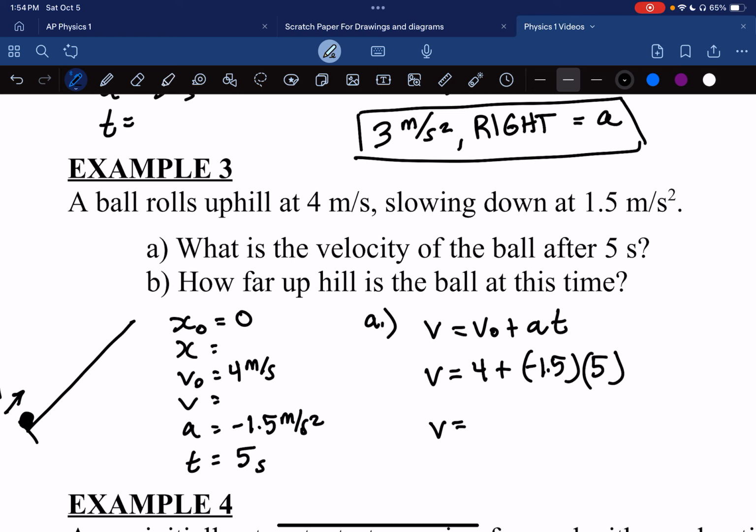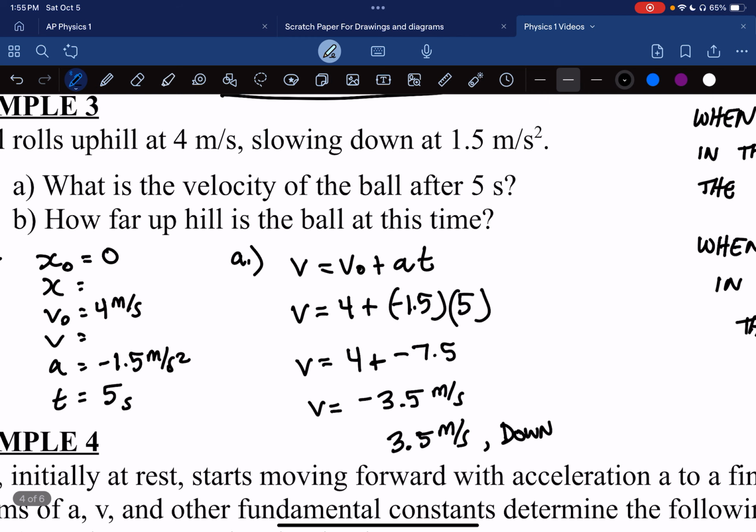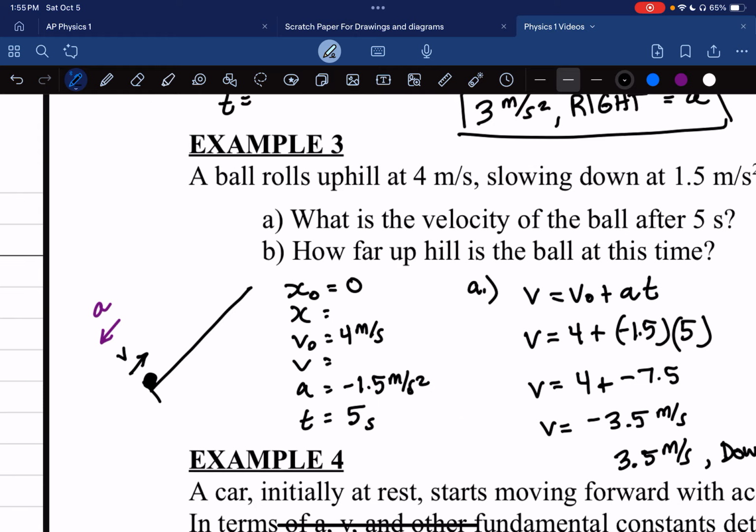Okay. 5 times negative 1.5, 4 plus negative 7.5. And of course we get negative 3.5 meters per second, which we should not leave that way. We should write it as positive, and we'll say that is moving. So it says uphill is positive, so this would be downhill. Or you can say backwards, the negative means the opposite direction on the axis.